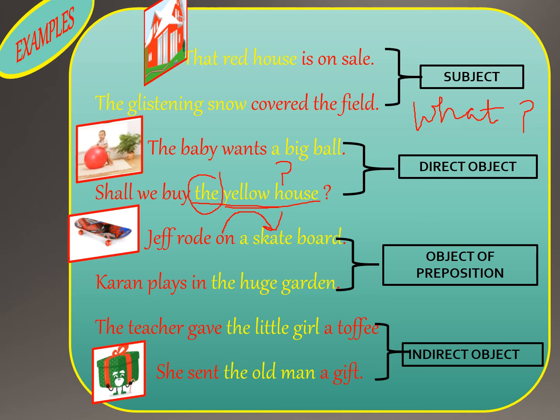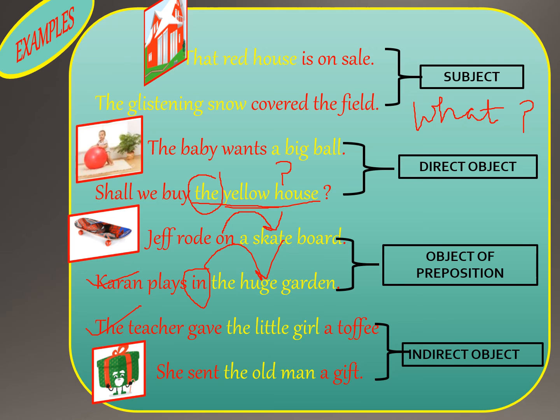This topic we had covered in lesson number 2 of Grammar Gear. Please go back and refer to this chapter where we have learned direct object, indirect object and object of preposition. The next example is, Karan plays in the huge garden. In is a preposition and Karan plays in what? Again, it is acting as an object of preposition. Karan plays in the huge garden. In the huge garden is the object of preposition.